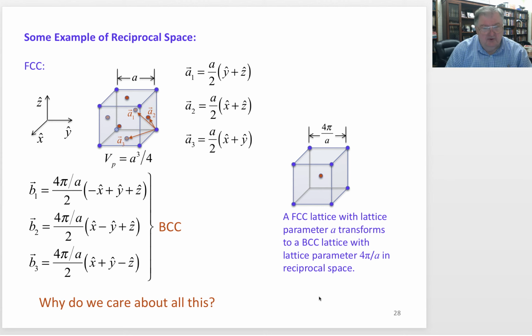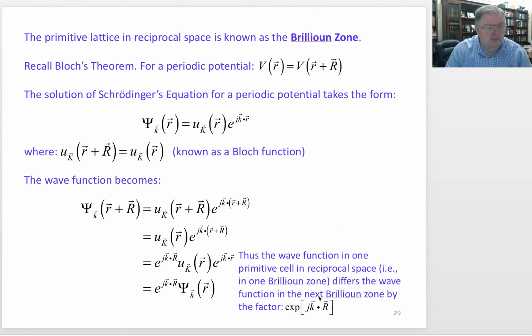Okay, the big question, now that we're talking about all this, crystal structure and so forth, crystal physics if you like, why do we care about such things? Well, as we've mentioned, and perhaps you're familiar, the primitive lattice in reciprocal space has a special name. It's called the Brillouin zone.